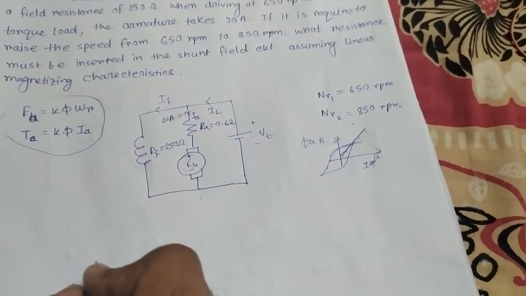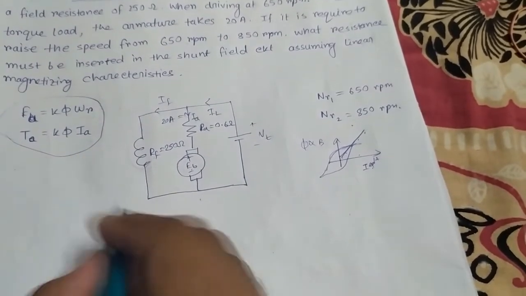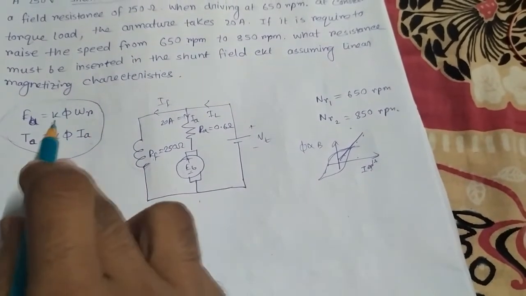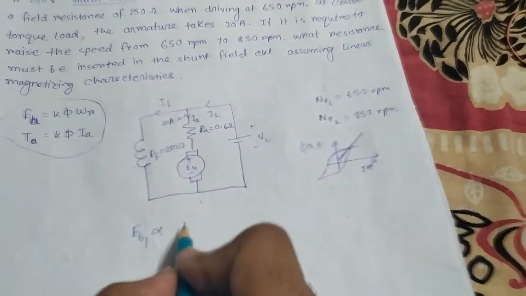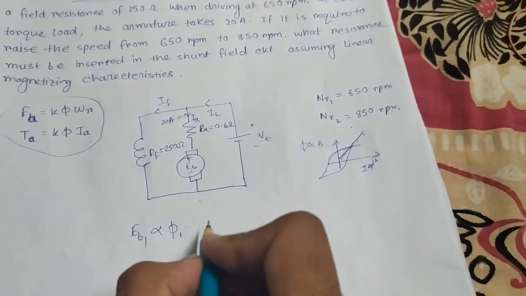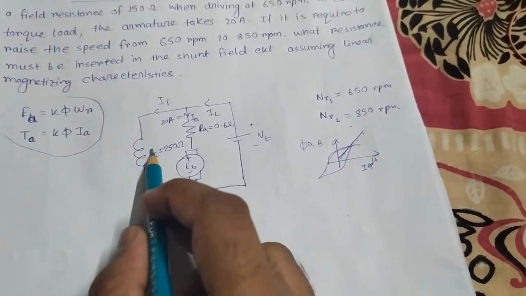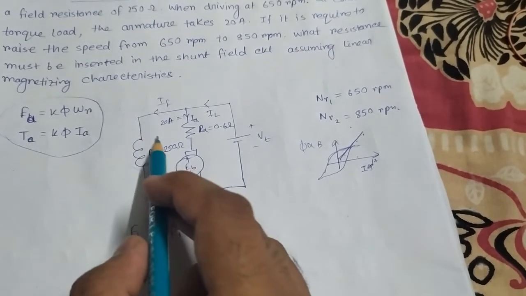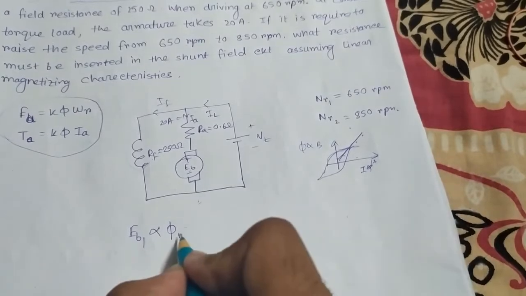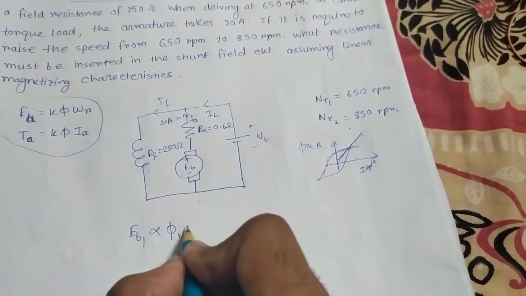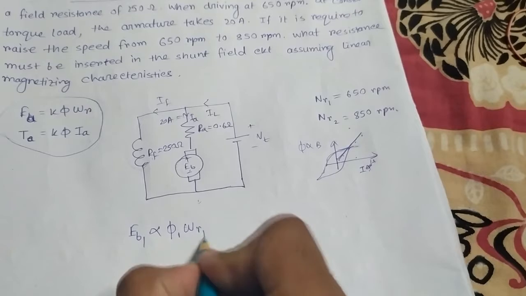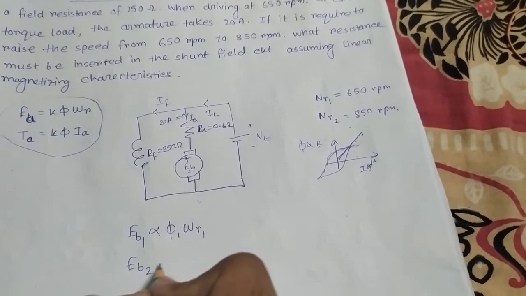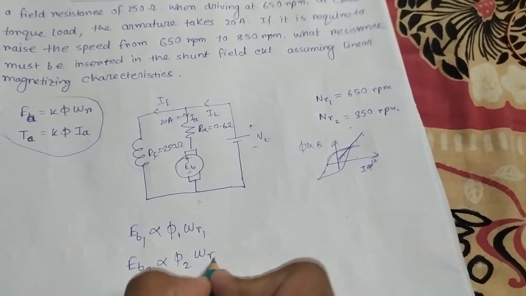Before the solution, from here we can see EB1 varies with, this K is constant, so what will vary? Phi 1, flux 1, because in the previous case there is a flux, and in the second case, as we are adding some resistance here, the flux will also change. So the flux is varying here, and with that the speed is also varying. So this is the equation. And for the second one, EB2 varies as phi 2 omega r2.